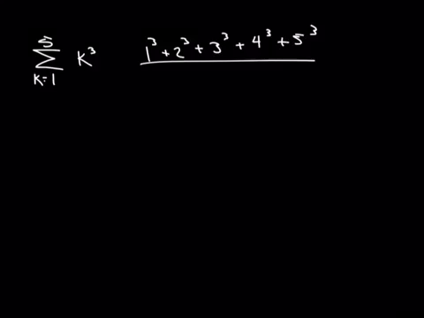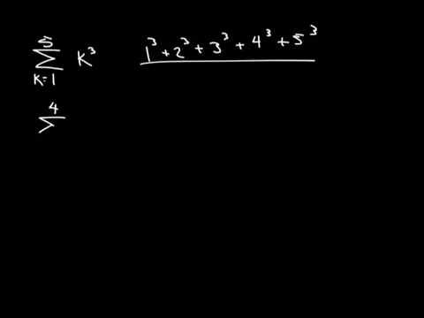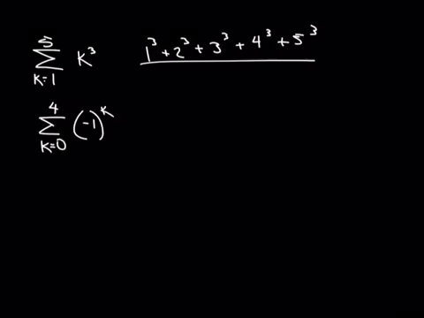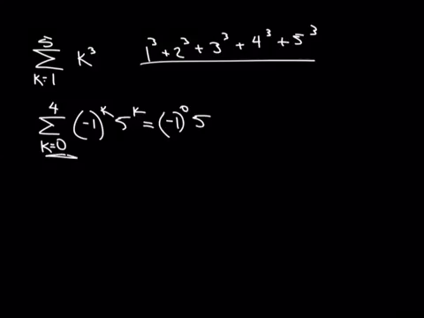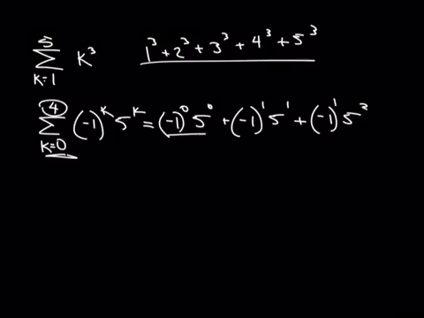All right, B says that we're at 4. Our k is 0. And our formula is negative 1 to the k, 5 to the k. So that's going to be negative 1. And what are we starting with? 0. Negative 1 to the 1, 5 to the 1. Negative 1 to the 1, 5 to the 2. All the way up to 4. And then you add these up.